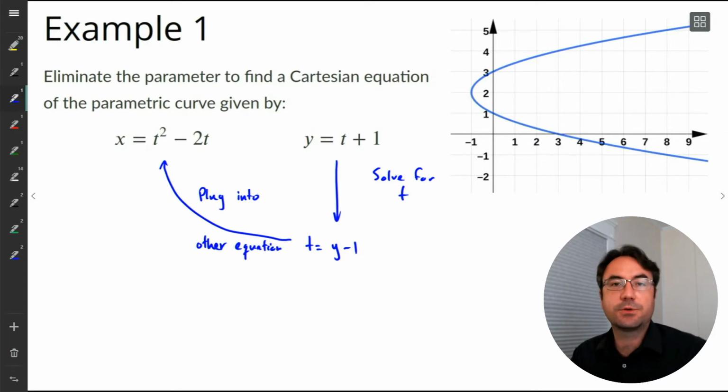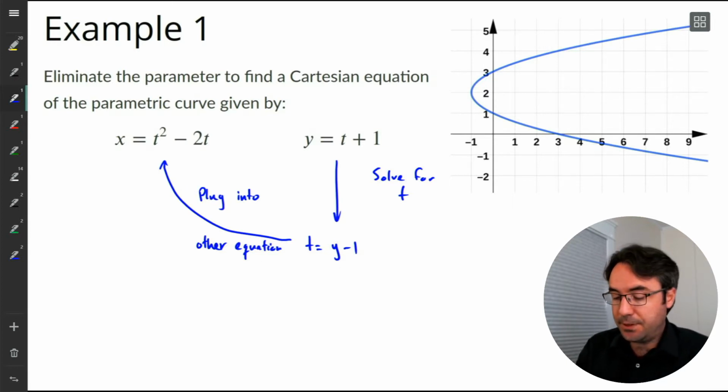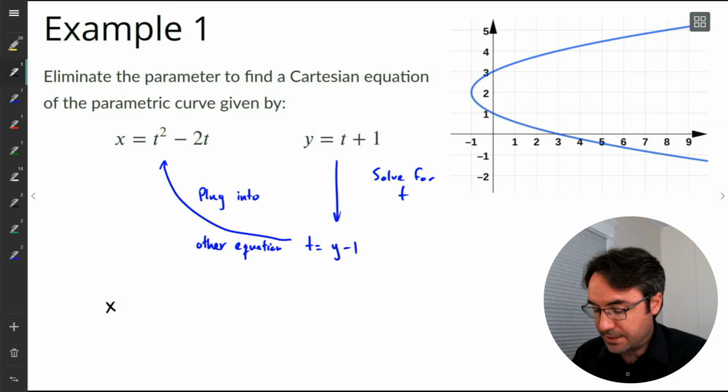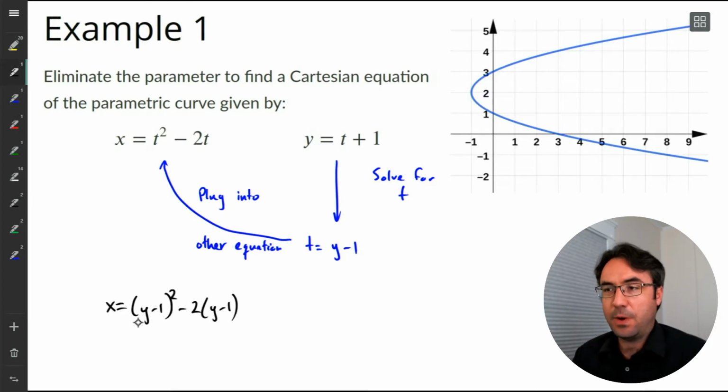So this is the first thing we're trying. Look at both of your parametric equations. Identify which one is going to be easier to solve for t. In this case, it was y equal to t plus 1. Solve it for t, and then take what we know about t now and plug it into this other equation. When we do that, we get x is equal to (y minus 1) squared minus 2 times (y minus 1). If we wanted to, we could multiply all this out and simplify.